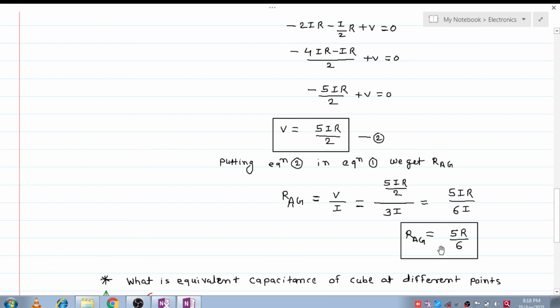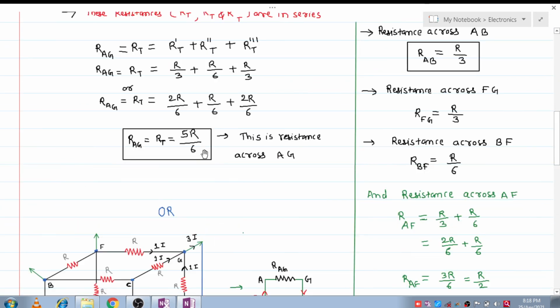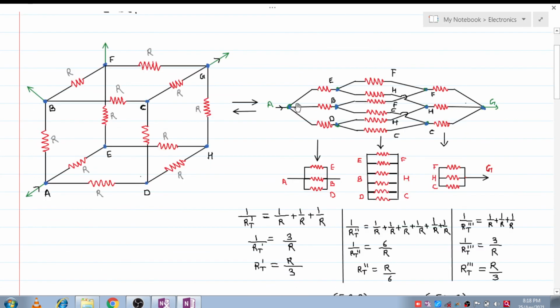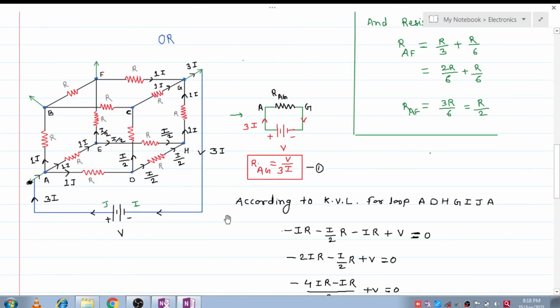In this way we have calculated the equivalent resistance across the diagonal of the cube, that is R_AZ, which is 5R divided by 6. Similarly, by the equivalent circuit also we calculated 5R by 6. So here we have calculated the resistance by converting to the equivalent circuit, as well as by using Kirchhoff's voltage law.